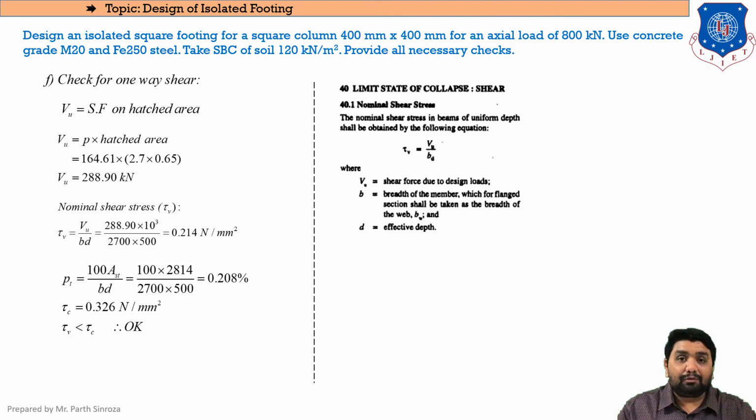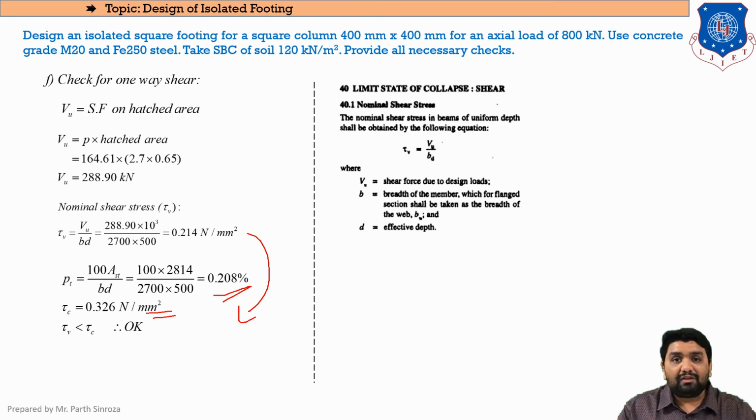Now the next step will be to find the value of tau c. So tau c can be obtained from the value of Pt. So Pt here comes out to be 0.208, and from the table given on the next page, you can obtain the value of tau c, that comes out to be 0.326. So we can prove that the tau v value is less than tau c, so our check for one-way shear is completed.